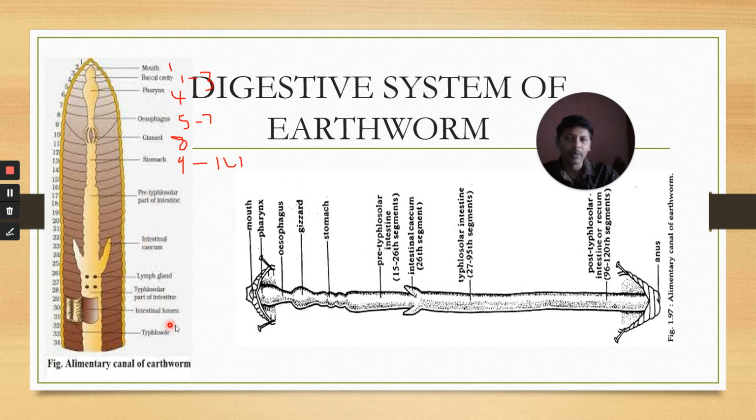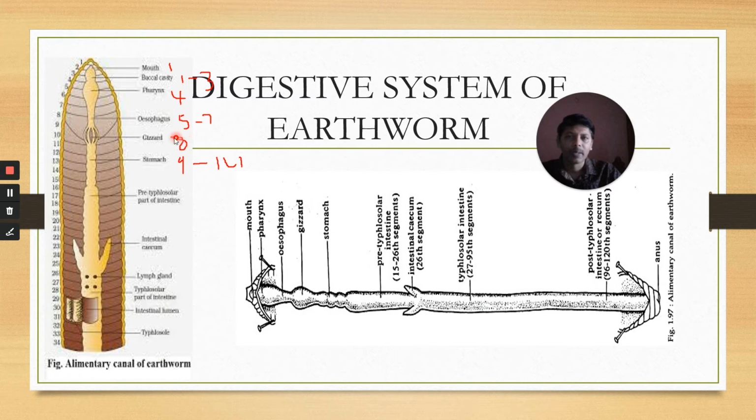Intestine is divided into three regions here. Okay, look at this diagram. This is the mouth. Mouth leads into buccal cavity or buccal chamber, which is present from first segment to third segment. Next one, pharynx. Pharynx is present in the fourth segment. Esophagus extends from fifth segment to seventh segment.